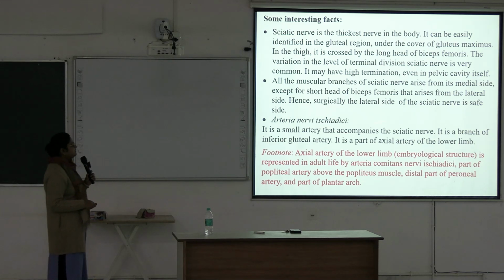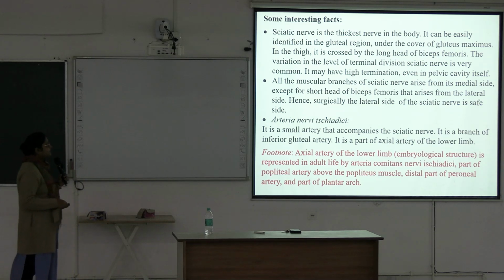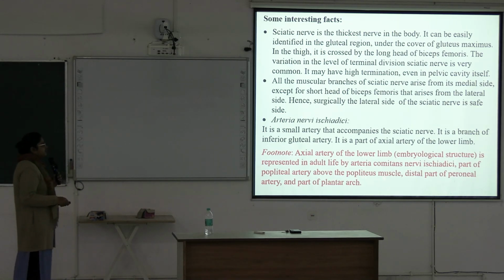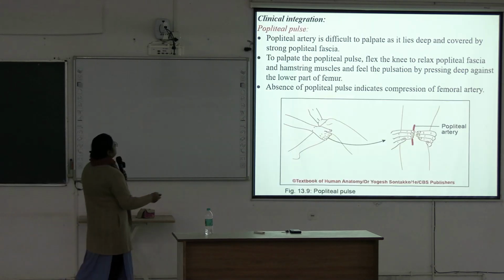It is a small artery that accompanies the sciatic nerve and is a branch of the inferior gluteal artery. It is a part of the axial artery of the lower limb. The axial artery of the lower limb is an embryological structure, represented in adult life by the arteria comitans nervi ischiadici, part of the popliteal artery above the popliteus muscle, the distal part of the peroneal artery, and part of the plantar arch.